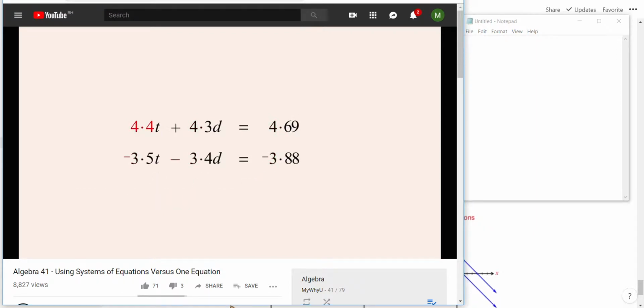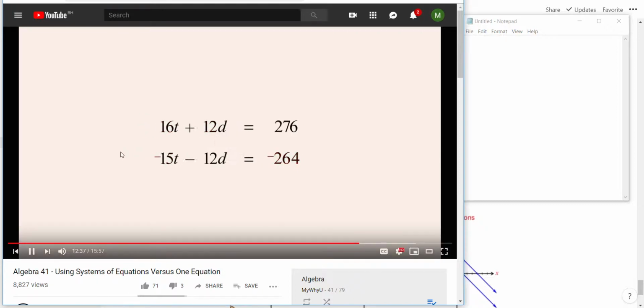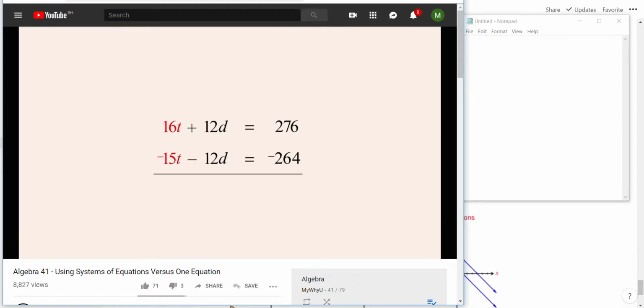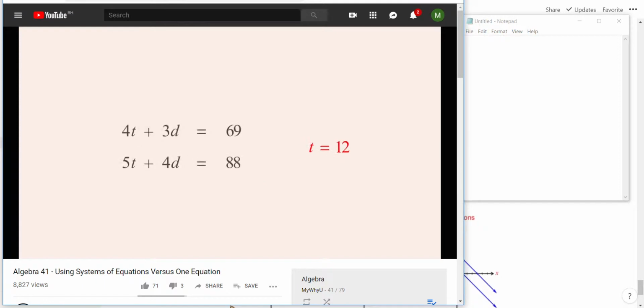Completing the arithmetic, we then add the equations, which eliminates the variable d, leaving us with the equation t equals 12. We can then substitute this value into either of the original equations to find the value of d. Since the top equation has the smallest coefficients, we will use it to calculate the value of d.